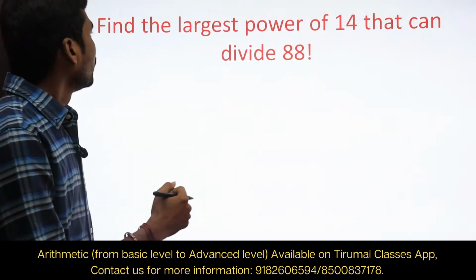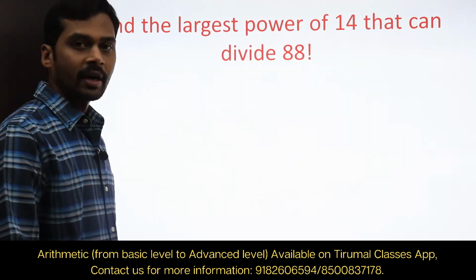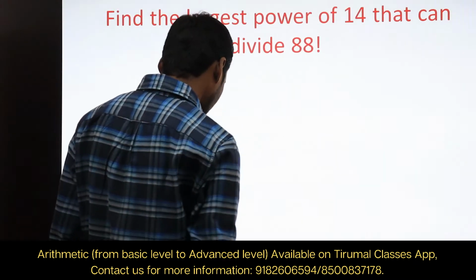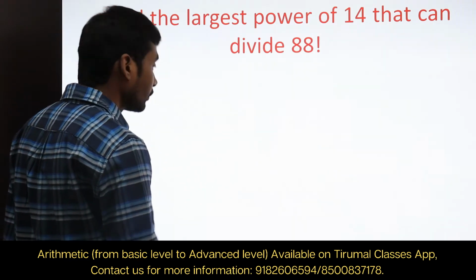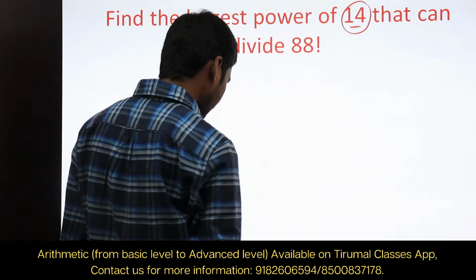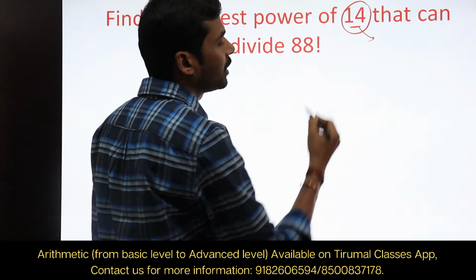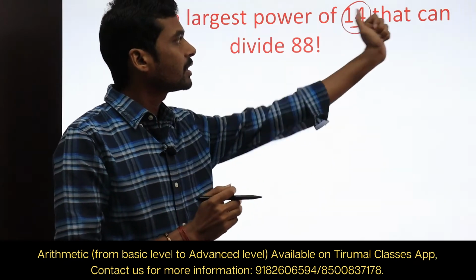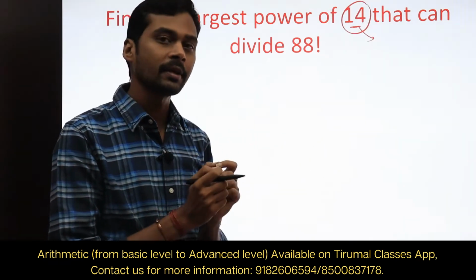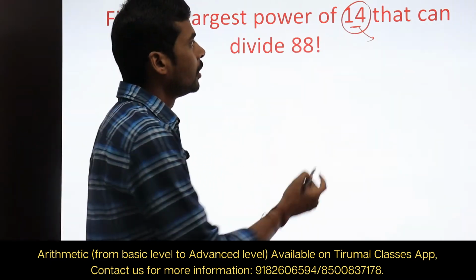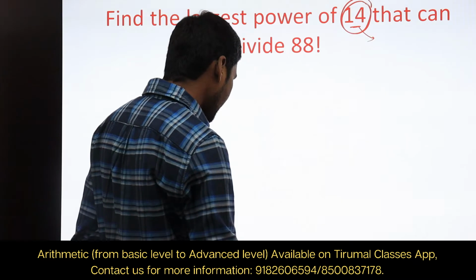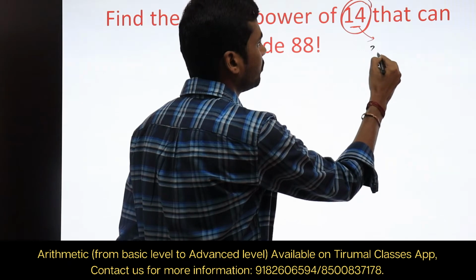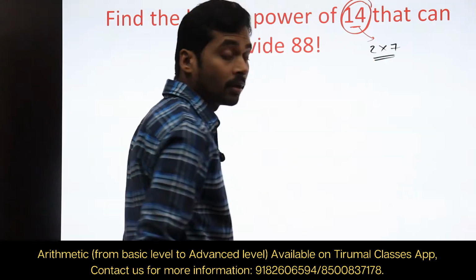So the next problem is: find the largest power of 14 that can divide 88 factorial. See 14, you always just look at this number. 14 is not a prime number. So always make sure that this number must be a prime number. If it is not, write this number as a product of prime numbers. So 14 can be written as 2 into 7, right?